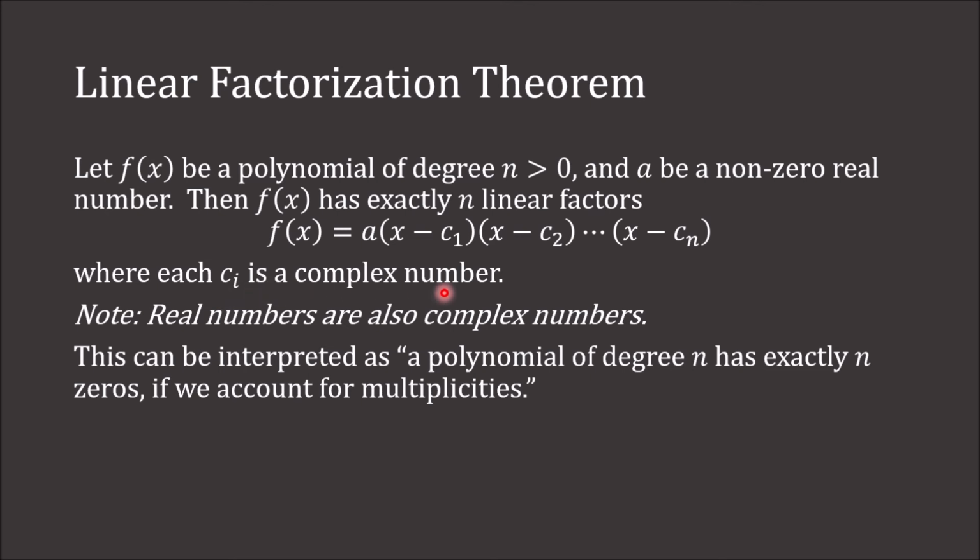Now keep in mind that a real number is also complex, right? For example, if we look at the number 8, can't I write 8 as 8 plus 0i, making it complex? Any real number can be written as the number plus 0i. Hence, every real number is complex. So this linear factorization theorem can also be interpreted as: a polynomial of degree n has exactly n zeros if we account for the multiplicities.